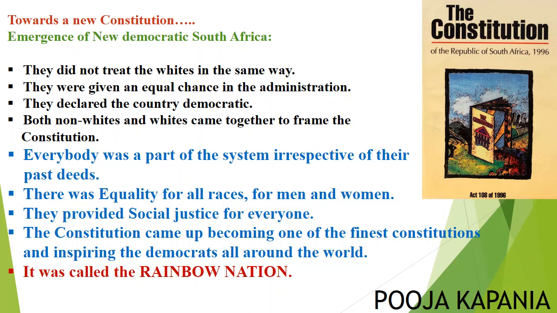Both non-whites and whites came together to frame the constitution. Everybody was a part of the system irrespective of their past deeds. There was equality for all races, for men and women. They provided social justice for everyone. The Constitution came up, becoming one of the finest constitutions and inspiring democrats all around the world. It was called the Rainbow Nation.